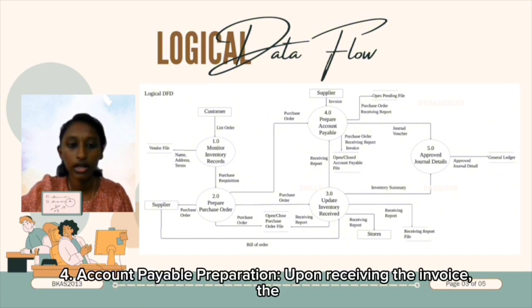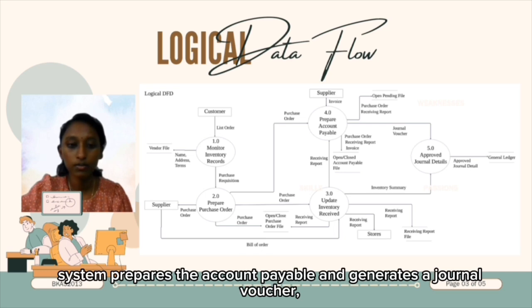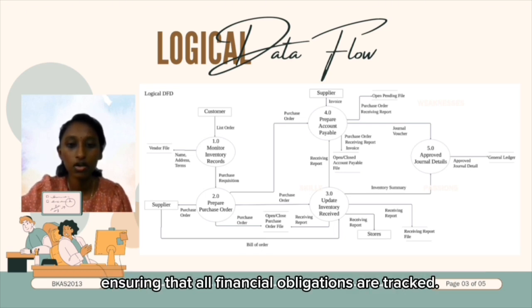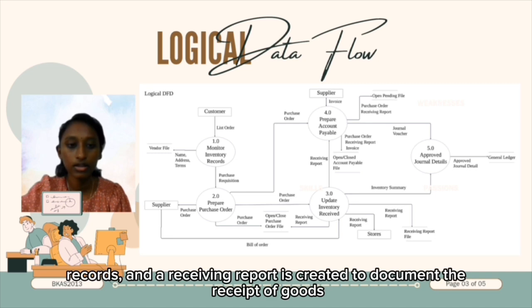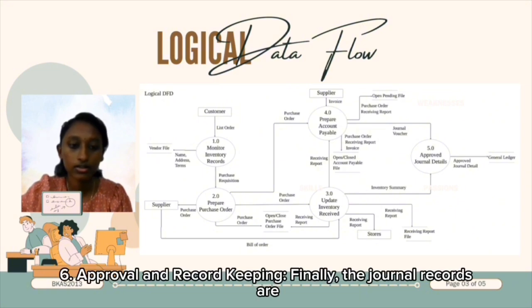Fourth is accounts payable preparation. Upon receiving the invoice, the system prepares the accounts payable and generates a journal voucher, ensuring that all financial obligations are tracked. Fifth is inventory update. The received inventory is updated in the inventory record, and a receiving report is created to document the receipt of goods.